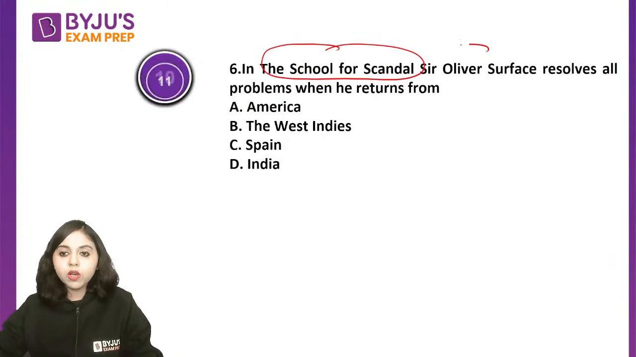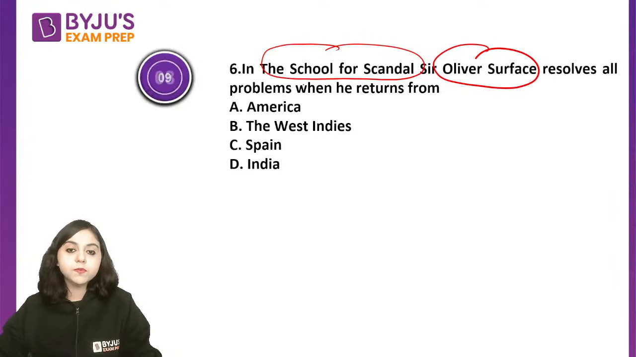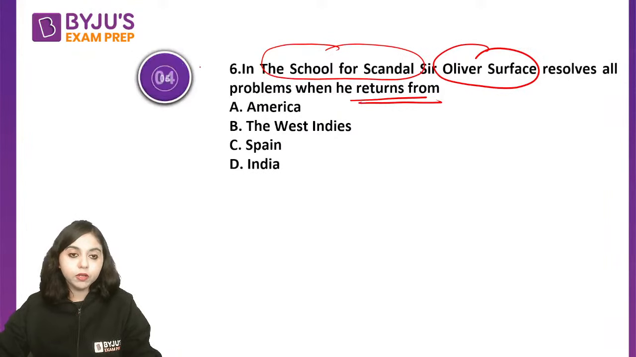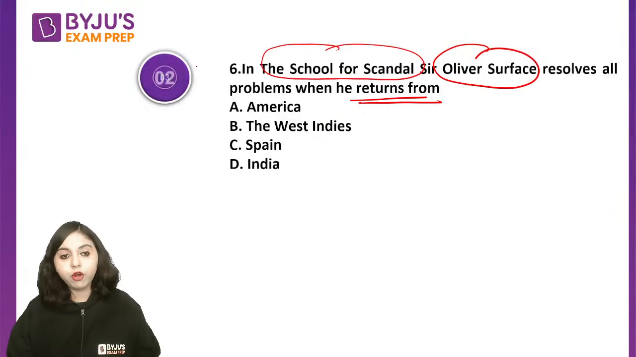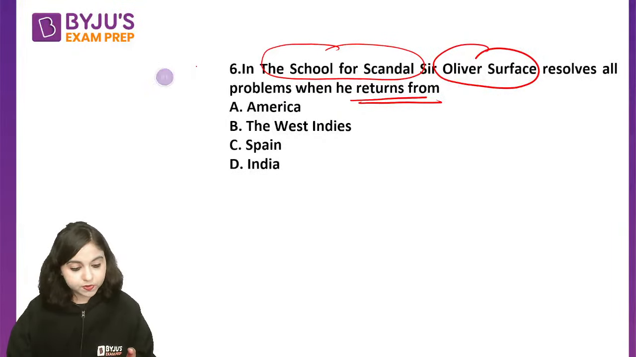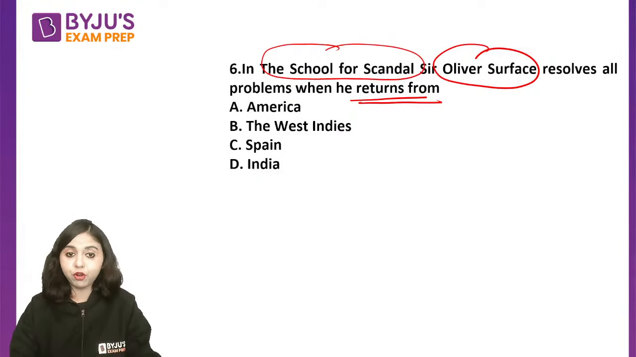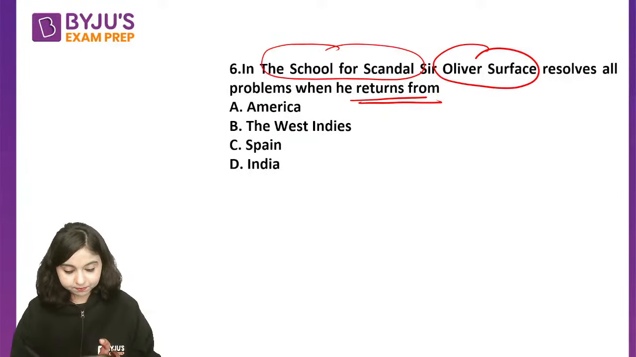All right, in The School for Scandal, Sir Oliver Surface resolves the problems when he returns from where? Where is he returning from? Again, the reference that you're able to see. What is the correct answer here, everybody? What is the place that he's returning from?